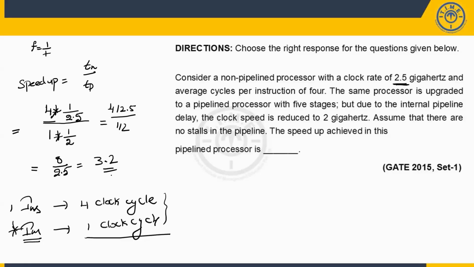Are we clear? Or should I repeat? So why can't we use this formula K plus n minus 1 into Tp here? I already told you. What is the speed up? Speed up is non-pipeline time divided by pipeline time. And we are not provided with a number of tasks. When the number of tasks are not given, speed up is just equal to Tn divided by Tp.